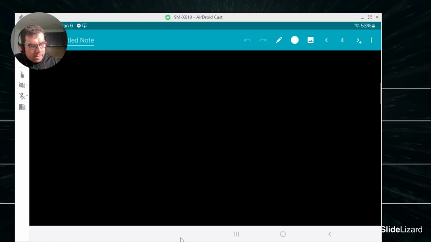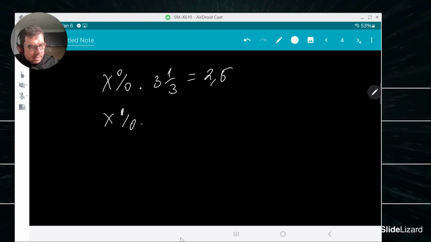75% is correct. X percent times 3 and 1/3 equals 2.5. Okay, so 3 and 1/3 I present as a normal fraction. X percent times, I multiply 3 times 3 is 9 plus 1, 10 over 3. This is how I convert mixed numbers into fractions: multiply the integer by the denominator, add the numerator, and write the result in the numerator, preserving the denominator. Okay, and 2.5 I can write as 5 over 2.